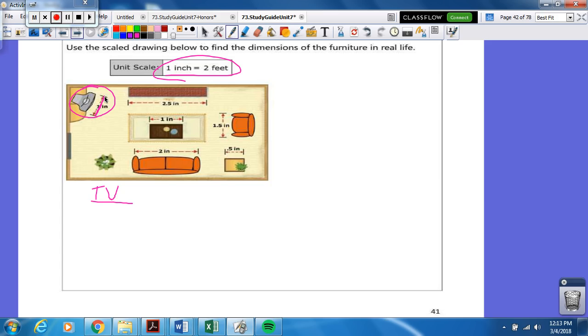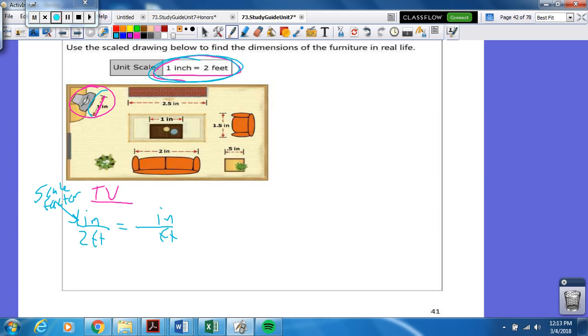I can do that using a proportion. I'm going to take this right here: 1 inch is 2 feet. According to that, this is the scale factor. Write that down. Scale factor. I always start with that. Now, where's my proportion? Inches across from inches, feet across from feet. That's how I always do it.